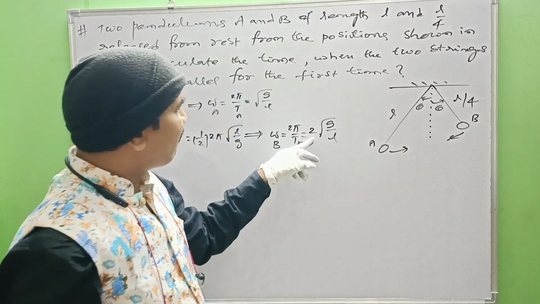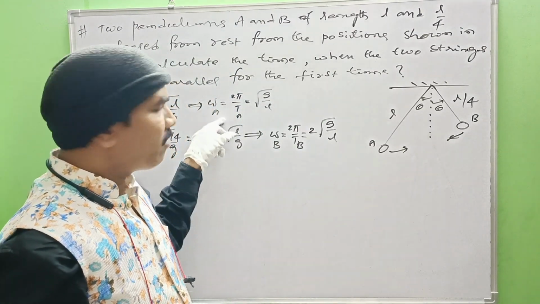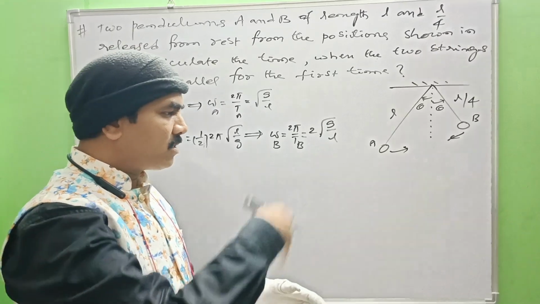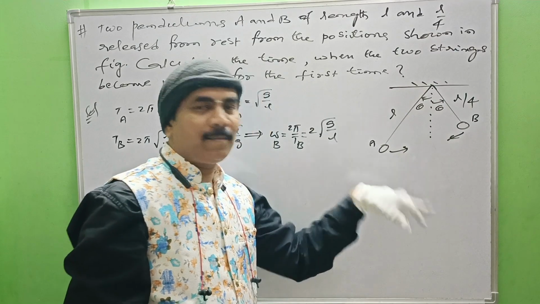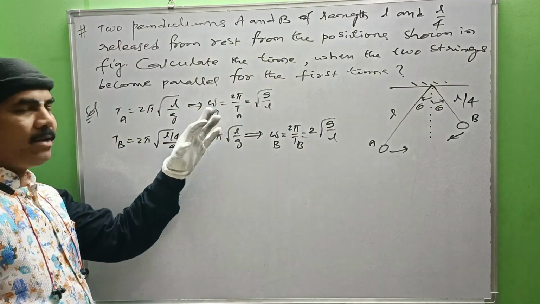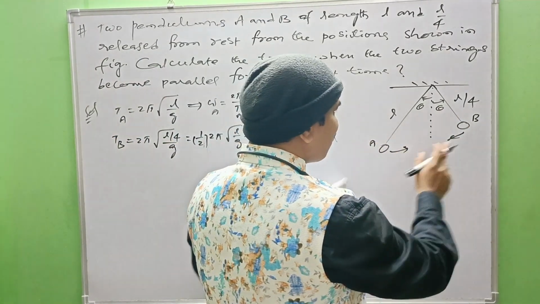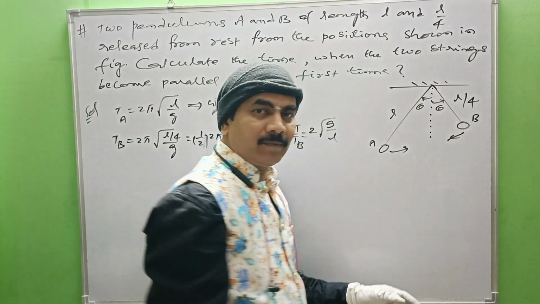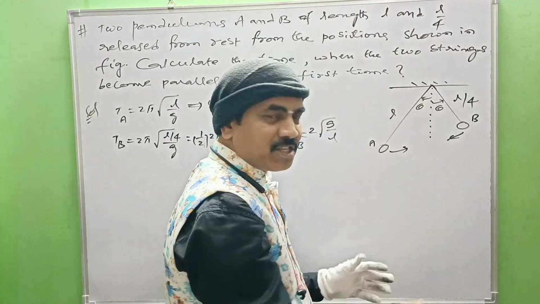So here angular frequency, otherwise angular speed, is more for B when compared to A. So it makes oscillations faster than pendulum A, right? So that's how we can get omega A and omega B. Now the oscillation of either pendulum can be shown on the same circle as shown here by taking projections, right?